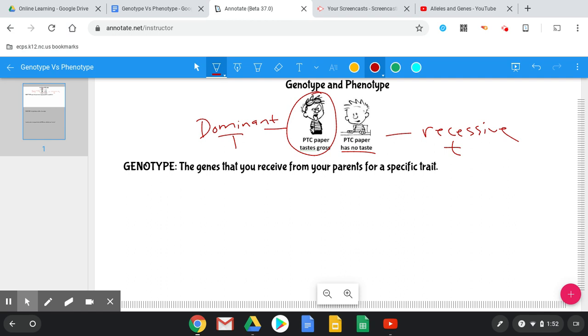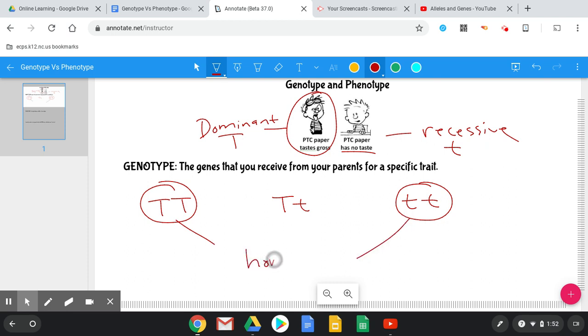So because you have two genes for each trait, your genotype can be one of three possibilities. Okay, we can have two dominant genes, we can have a dominant and a recessive gene, or we can have two recessive genes. The first one and the third one, since they have the same, either they're both dominant or they're both recessive, we call these homozygous genotypes. Homozygous. Homo means the same. So they're going to either be dominant or they're going to be recessive.